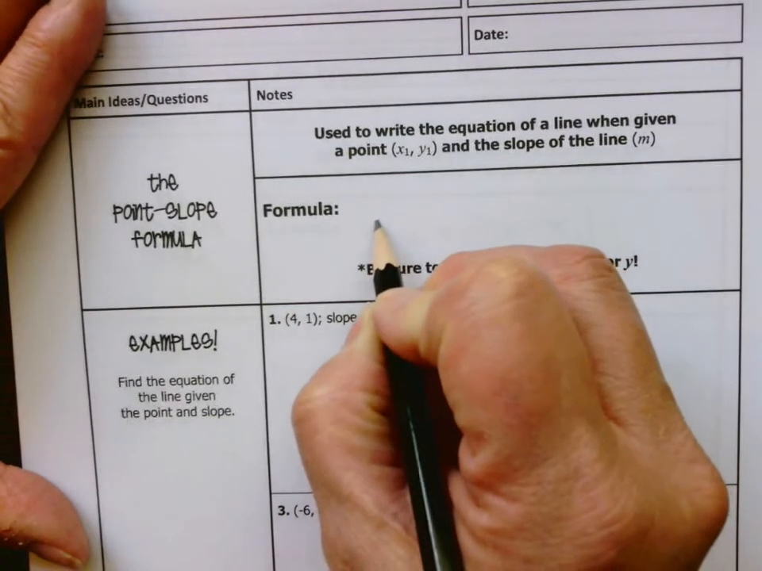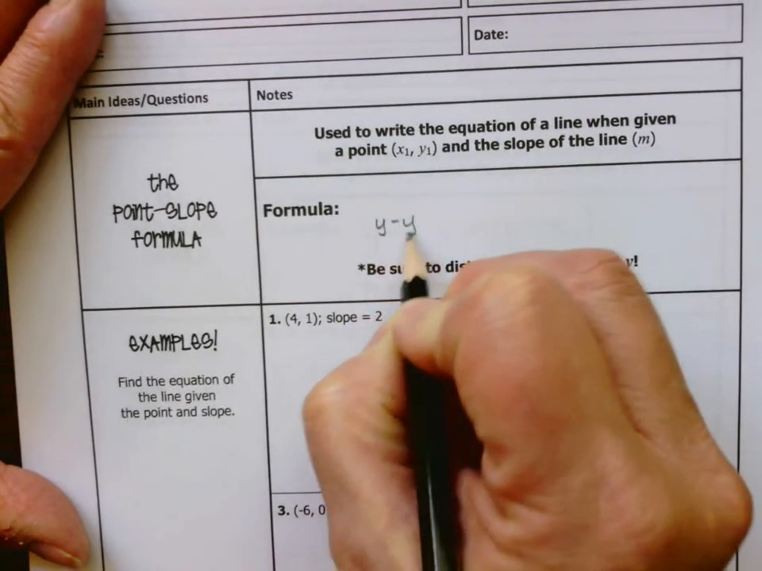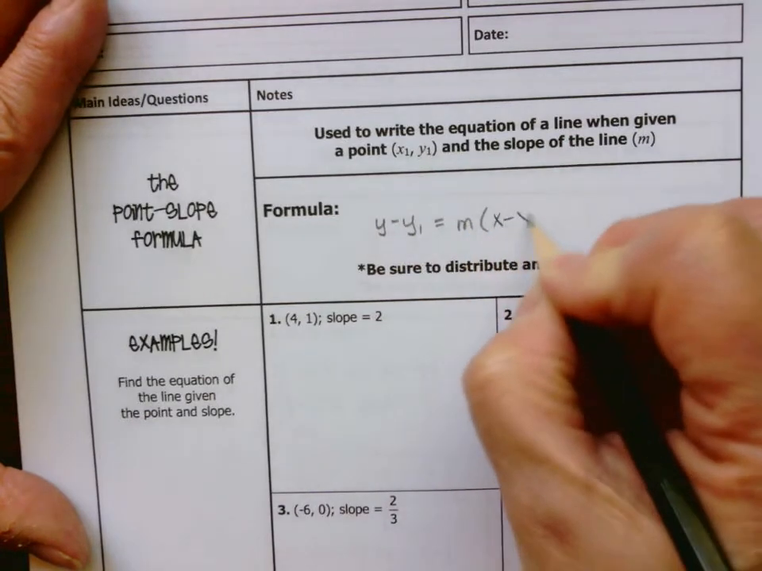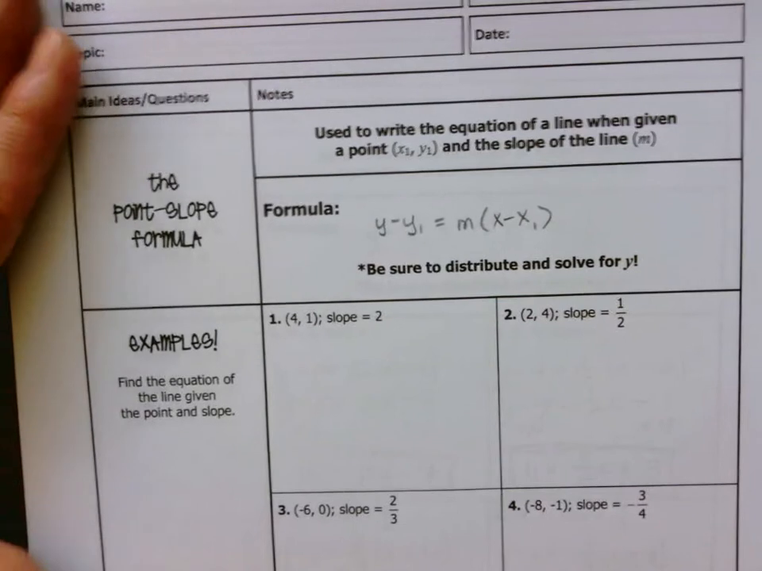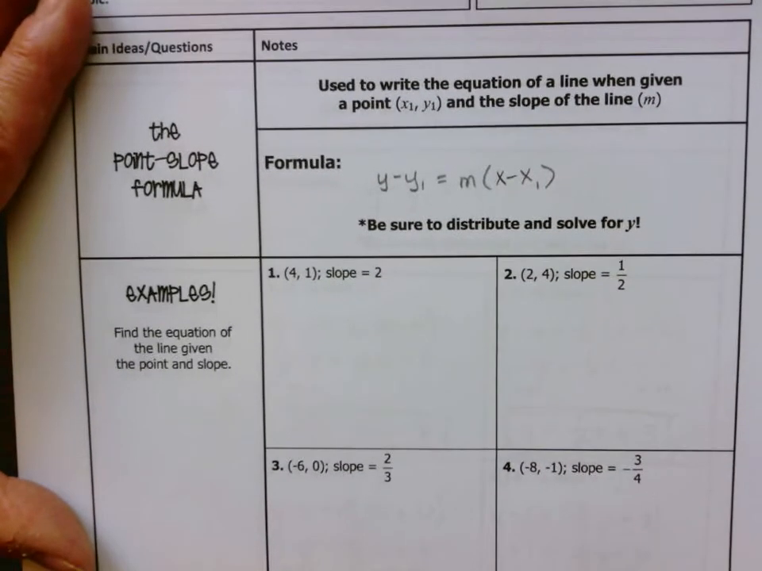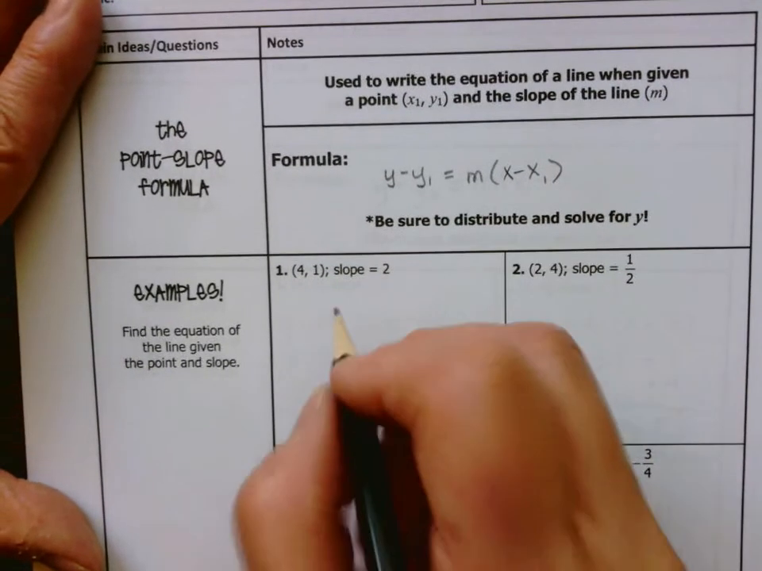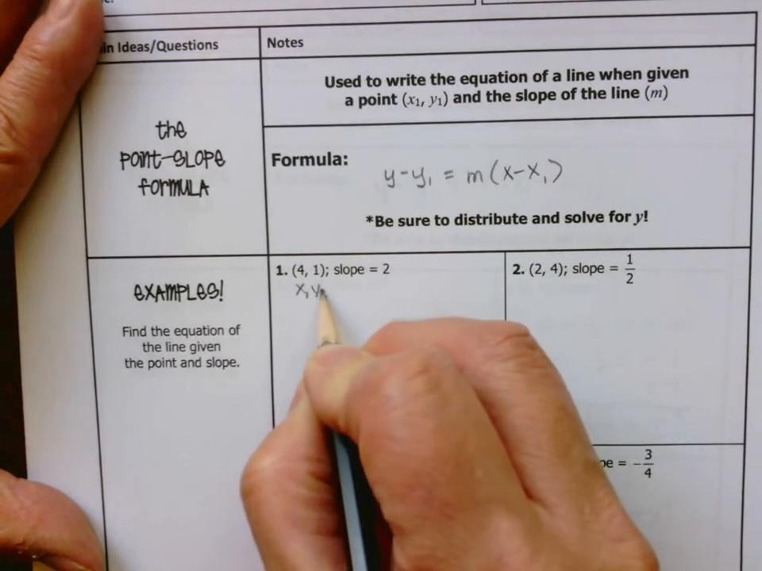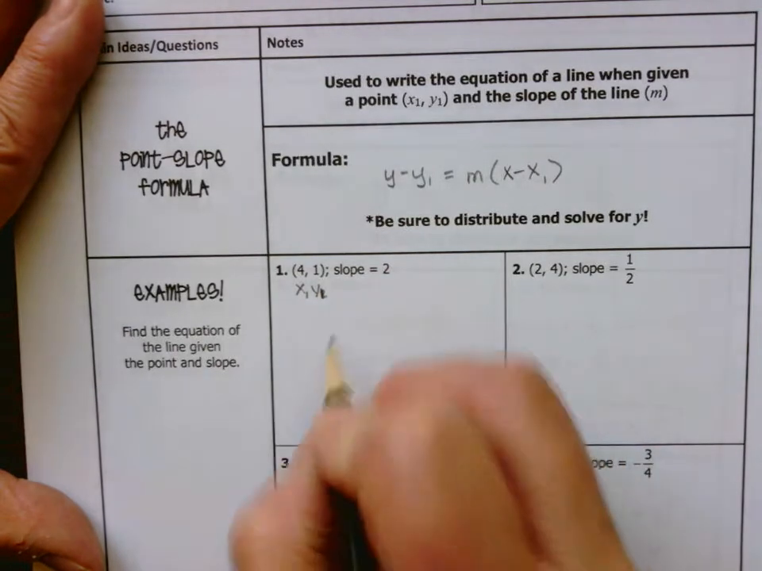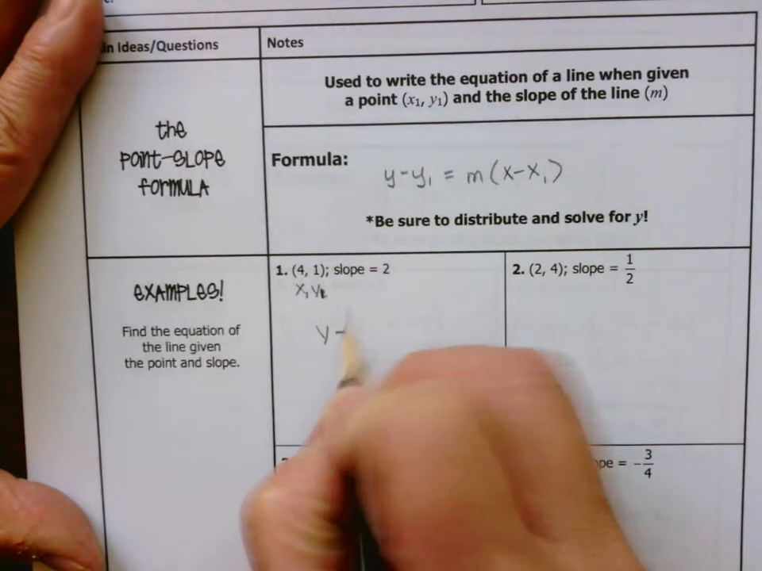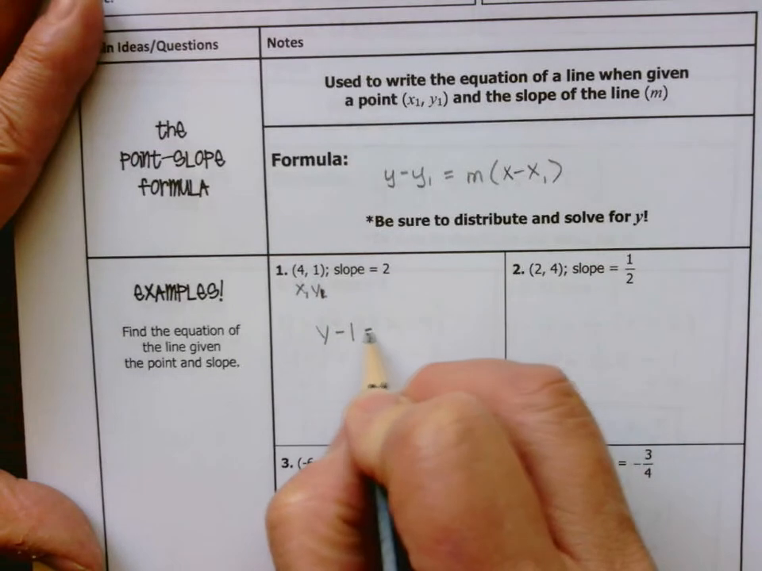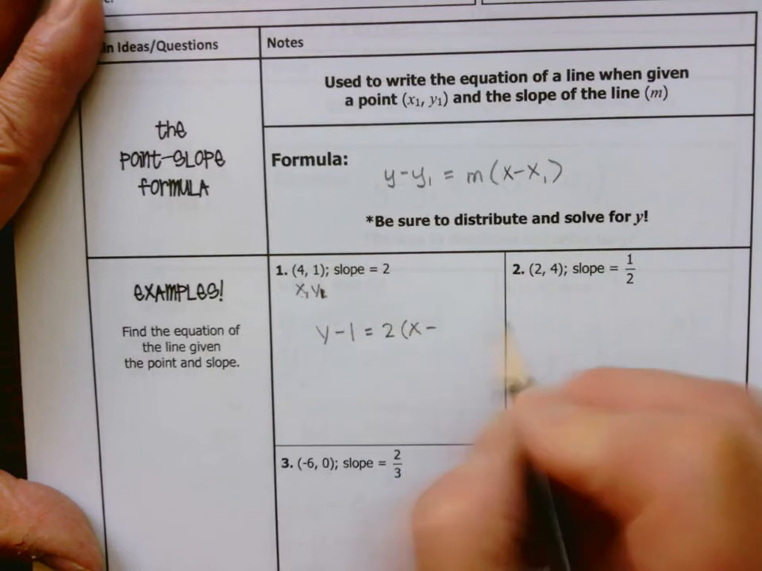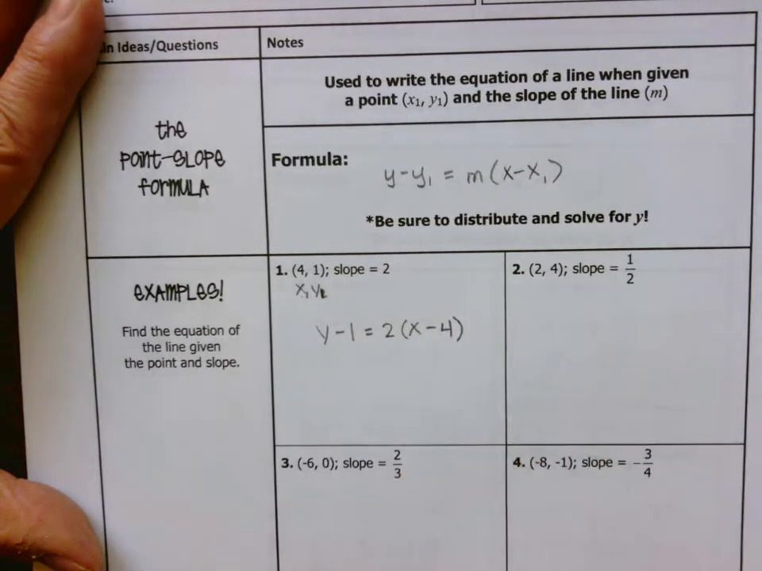It looks like this. It is y minus y1 is equal to our slope m times x minus x1. And I'm going to do two problems and then let you do 3 through 6 on your own. So right here, I always label these because if I don't, I get confused. This is x1 and y1. And I have y minus y1, which is 1, is equal to 2 times x minus x1, which is 4.